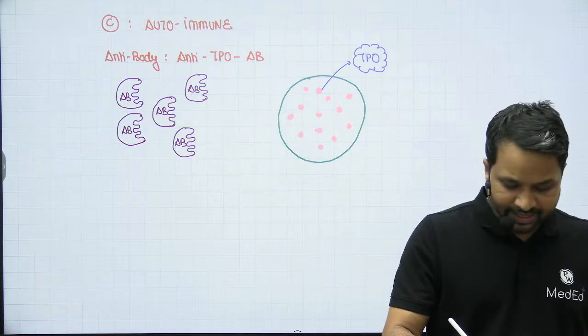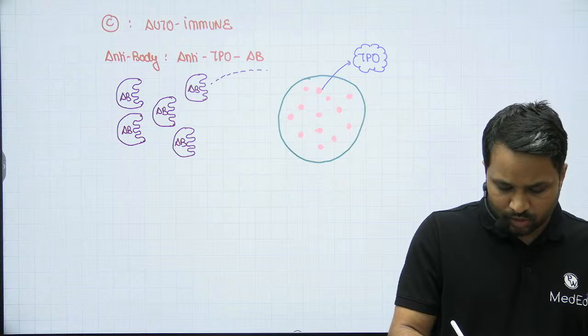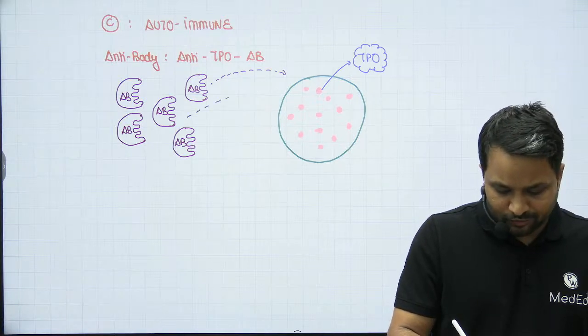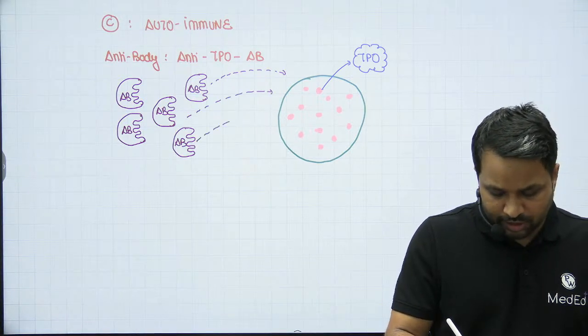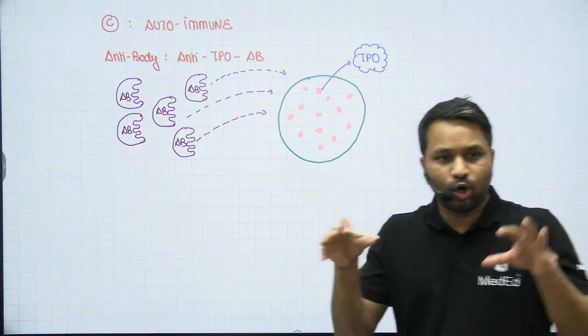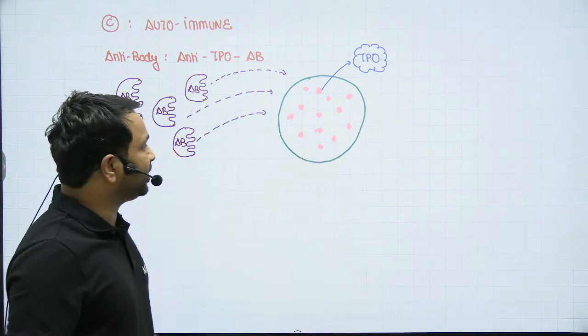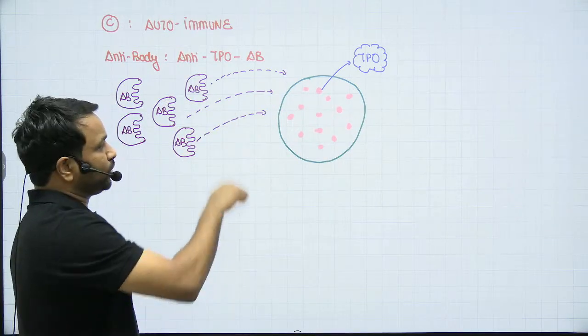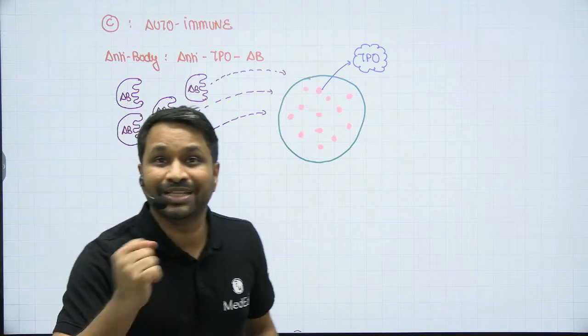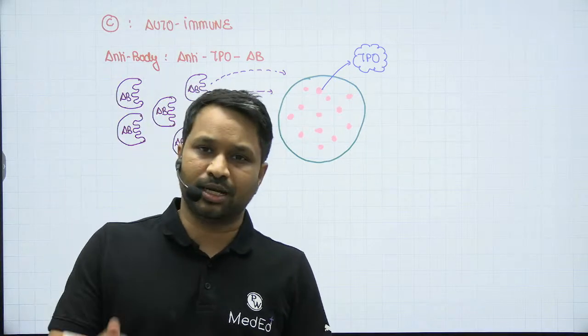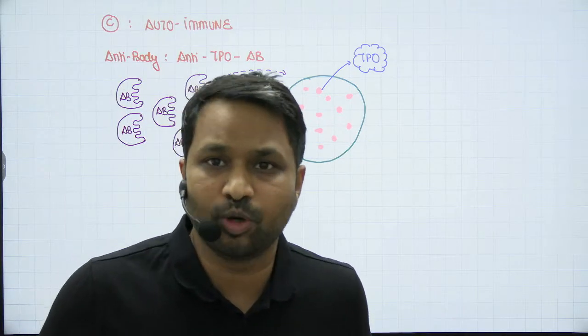So one fine day, they all walk towards it. They say, okay, let's go to the thyroid follicle and we are going to kill the thyroperoxidase enzyme. So all these antibodies reach the thyroid follicle, they knock at the thyroid follicle's door, knock, knock, knock. Can you please send the TPO outside?